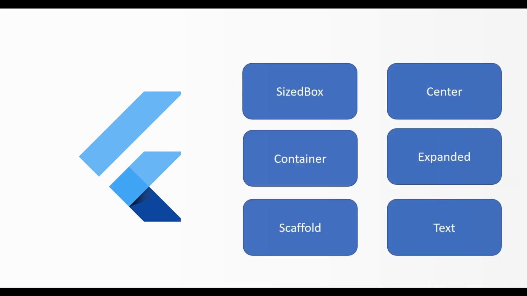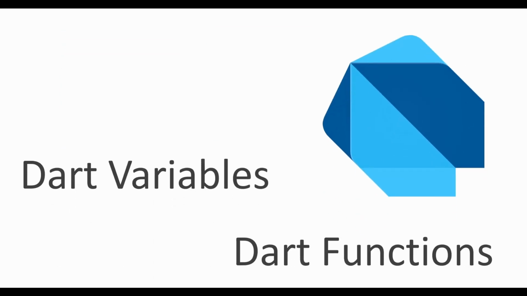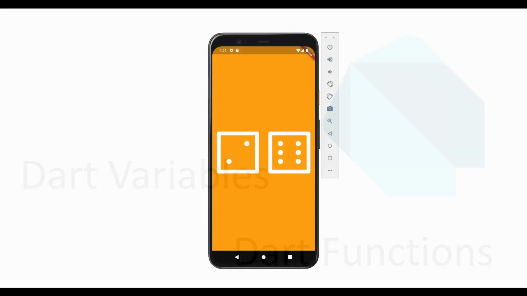So in the previous episodes, I have discussed various widgets that we can use in Flutter to build our applications, like columns, rows, containers, etc. In episode 6, we discussed two core concepts of the Dart programming language, that is variables and functions. So in this episode, we are going to use all the knowledge that we have gained so far and we are going to build this dice application.